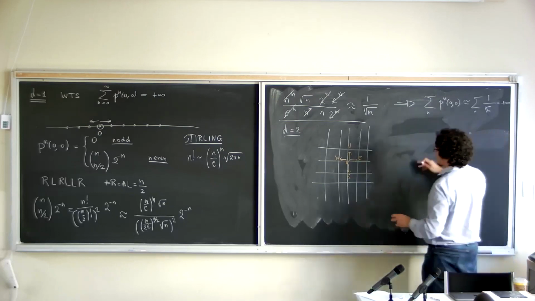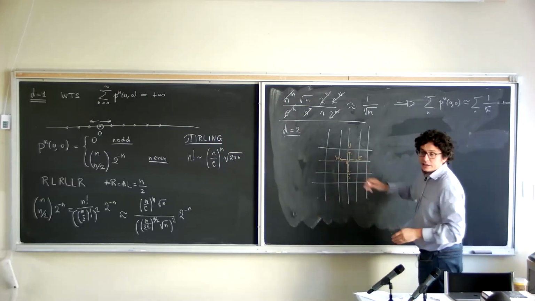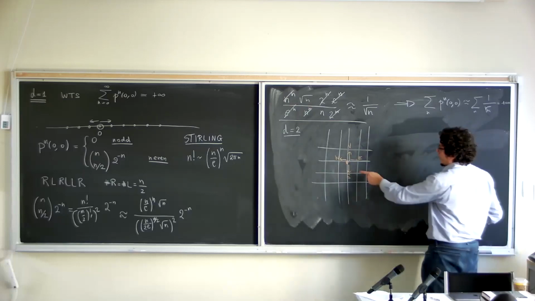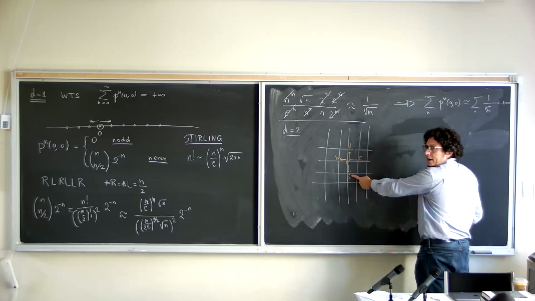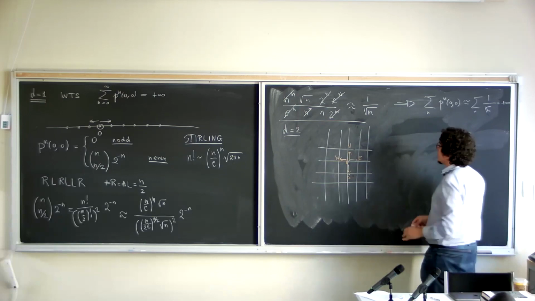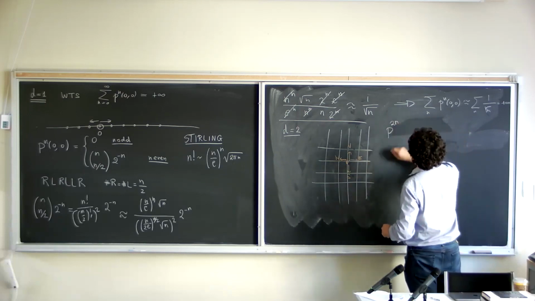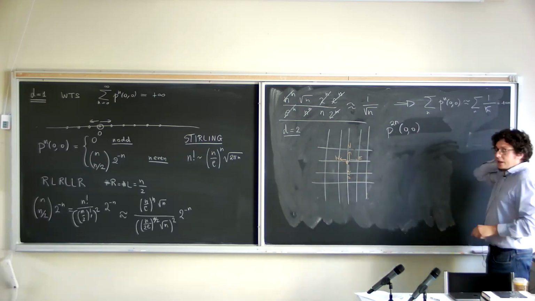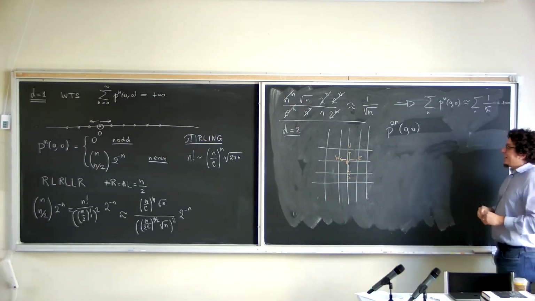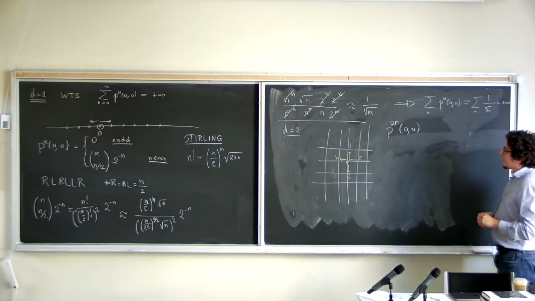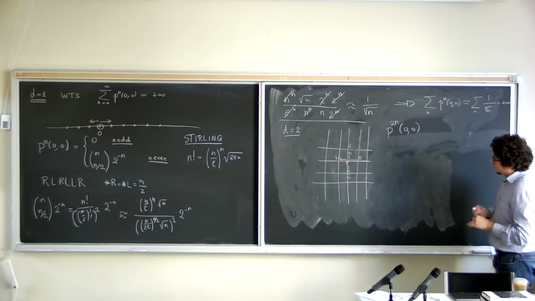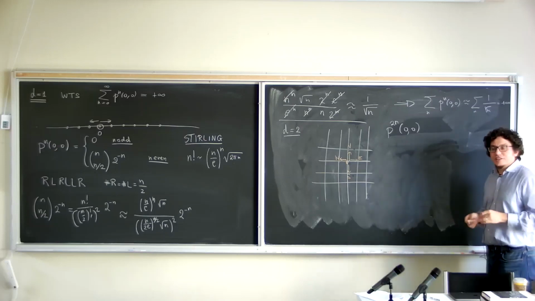Now, again, it's the same thing. If n is odd, clearly there is no return to 0, because you have to take the same number of norths as south and the same number of east and west. So we have to check what is p_2n(0,0). Now, I'm sure there are many ways of doing this. So what's my favorite way of doing this?